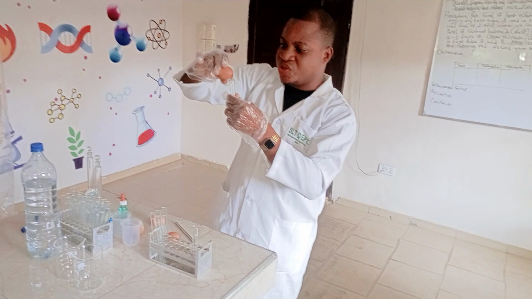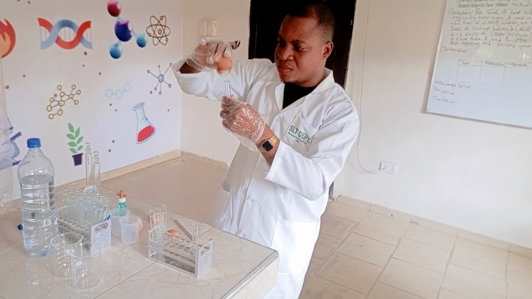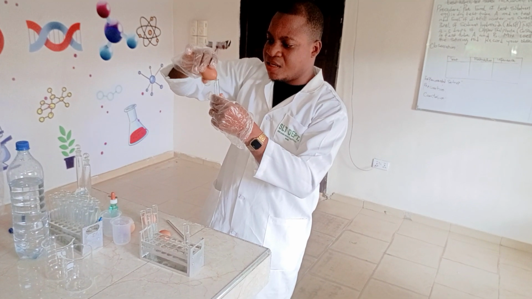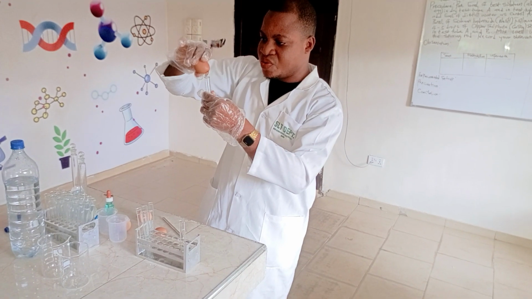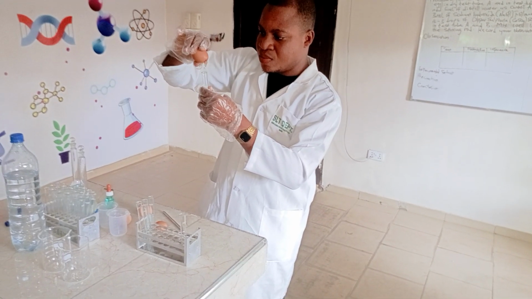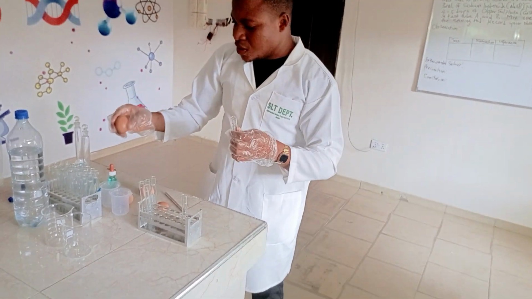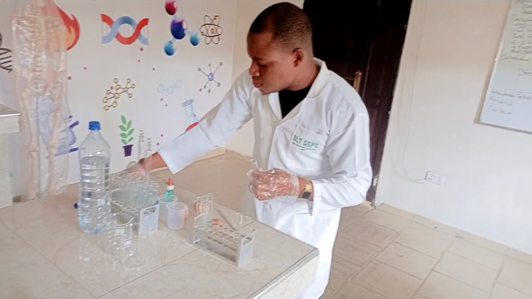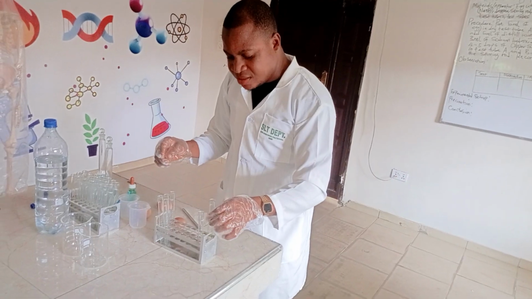Add the egg white solution. The reason why I crack it is so that I can drop the egg white. I don't want the yolk. Now this is my egg white. I've gotten part of the egg whites. This is my egg whites.